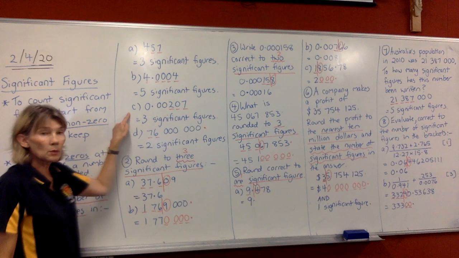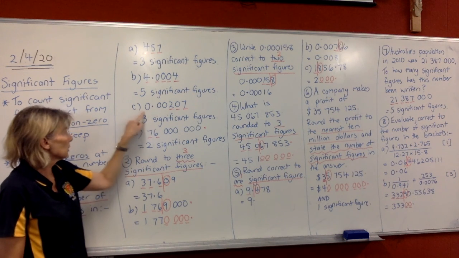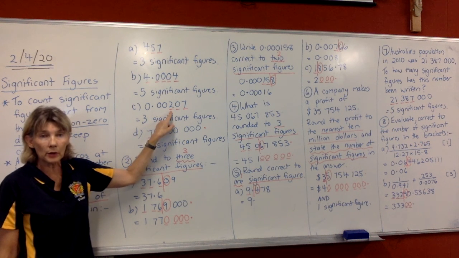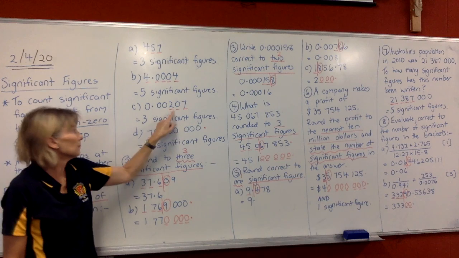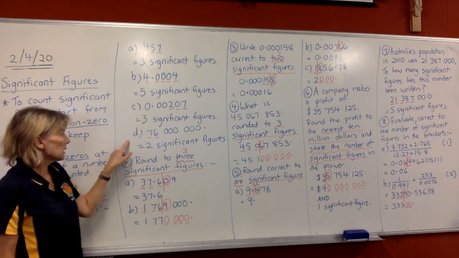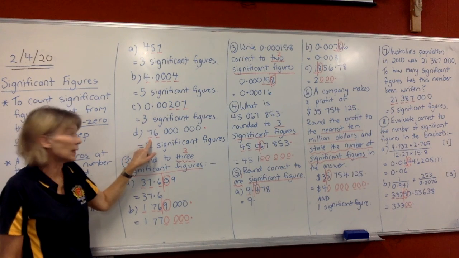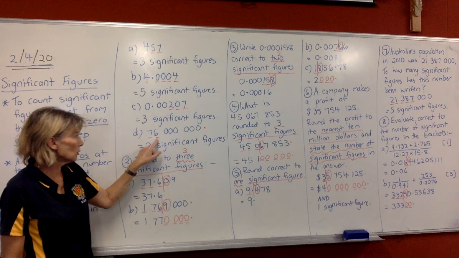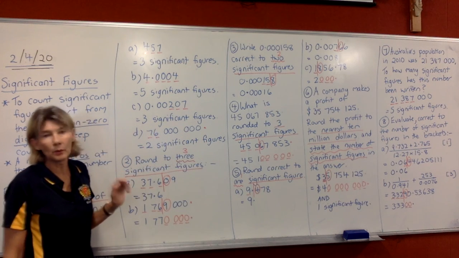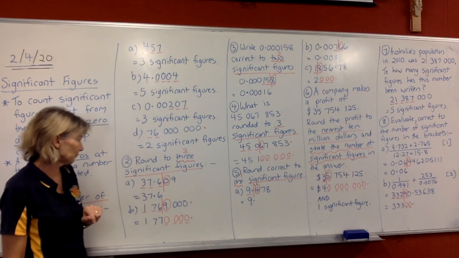When we look at this next one, we don't start counting till the first digit that's not a zero, so you're going to ignore all of these. Here's the first digit that's not a zero, so we count from here. 1, 2, 3 significant figures. In this next one, the first digit is not a zero, so we can count from here. 1, 2, but then we see all these zeros in a row at the end of the number. We don't count those, so it's just 2 significant figures.